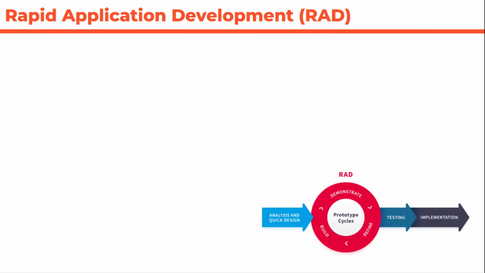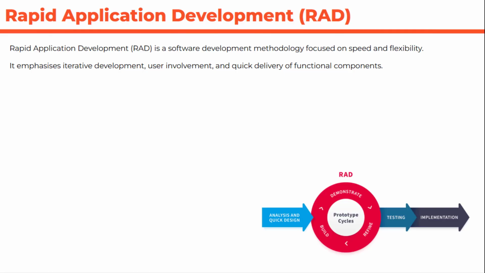Next, we've got rapid application development. Now, RAD is very highly regarded in the programming world because the focus is on getting stuff done. However, the only drawback to that is there's a degree of testing involved as well. So trying to be dynamic and trying to be quick here is the aim of the game. Rapid application development is a software development methodology focused on speed and flexibility. So it emphasizes iterative development, user involvement, and quick delivery of functional components.